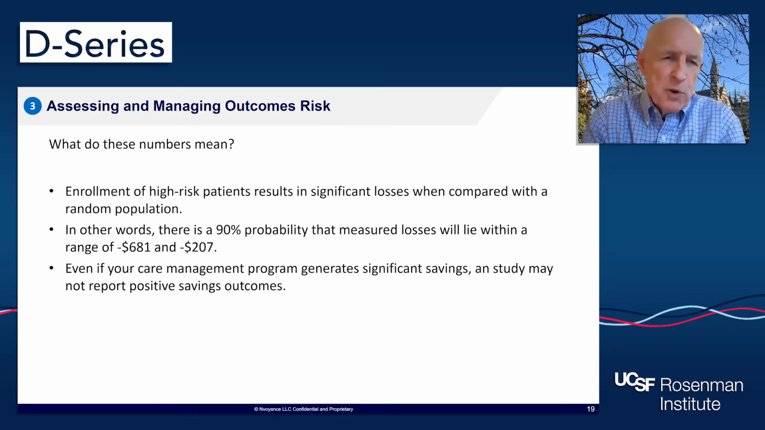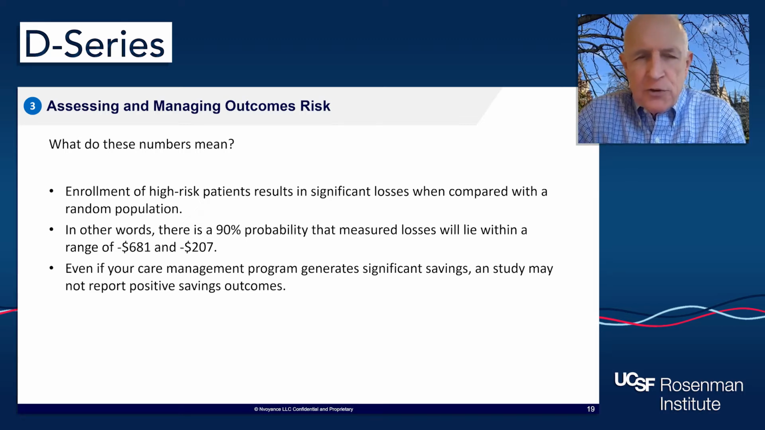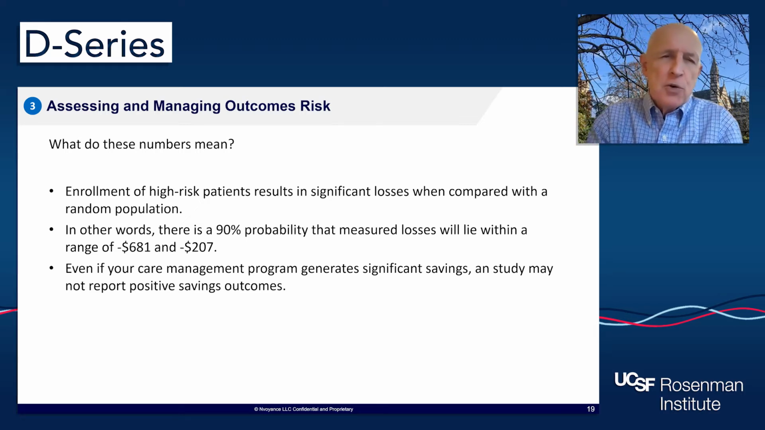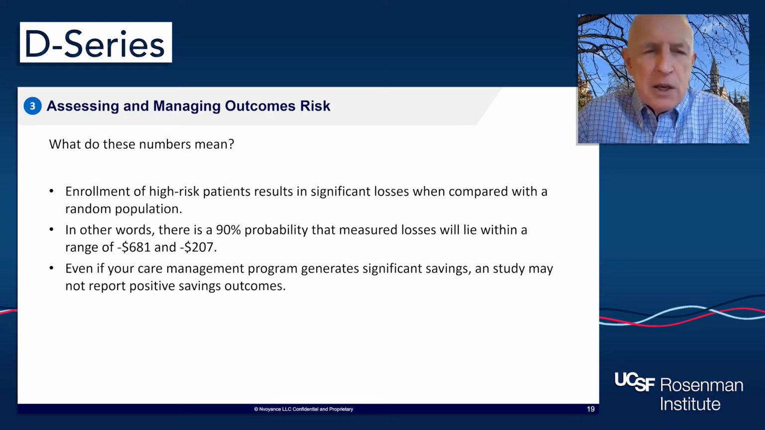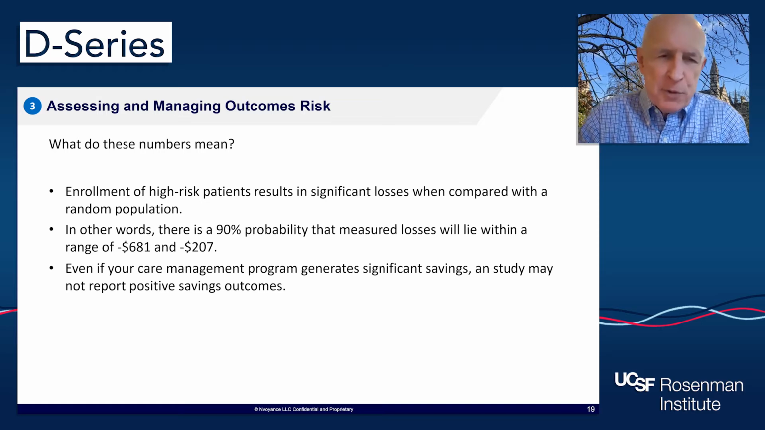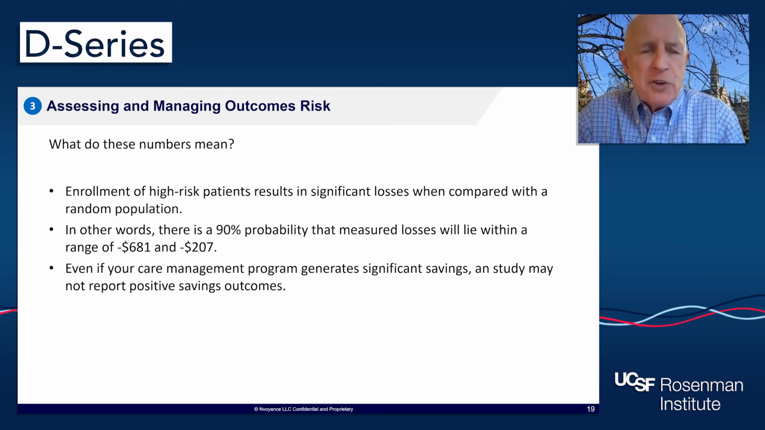So what do these numbers mean? What they mean is that enrollment of high-risk patients results in significant losses when compared with the random population. You're at considerable risk of running an outcomes evaluation in which, simply because of the volatility of claims, it would appear that you have actually lost money for the payer, when in reality, operationally, you've done a good job and you've actually saved money. So in other words, in the 90% case, so 10 times out of 100, there's a probability that your measured losses will lie between minus 681 and minus 207.